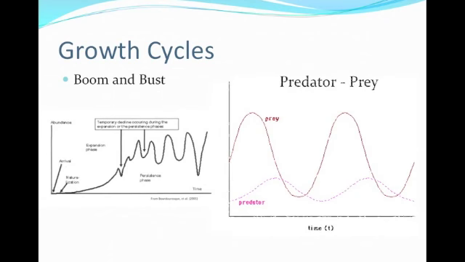Whereas the next cycle, which is the predator-prey, they rely on each other. Here, as the predator population increases, the prey actually decrease because there are too many, say, wolves eating the deer, so the deer population decreases. Then there aren't enough deer for the wolves, so the wolves start dying off. And then there aren't that many wolves, so the deer population rises, and so on and so on. It keeps cycling through.